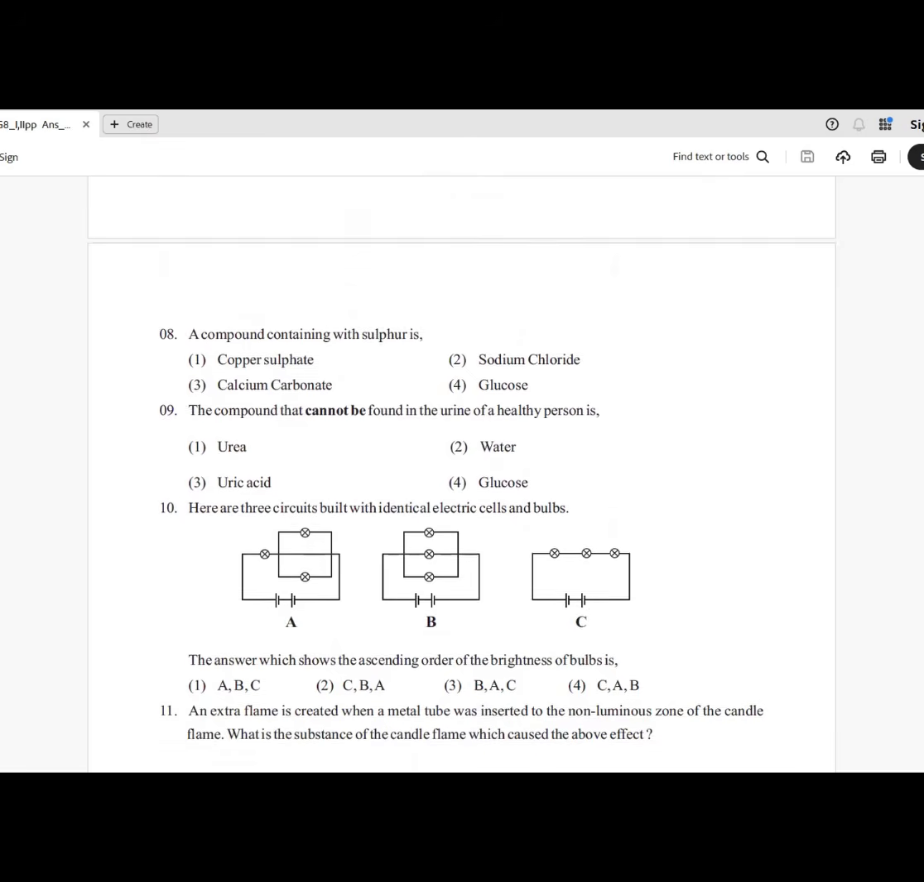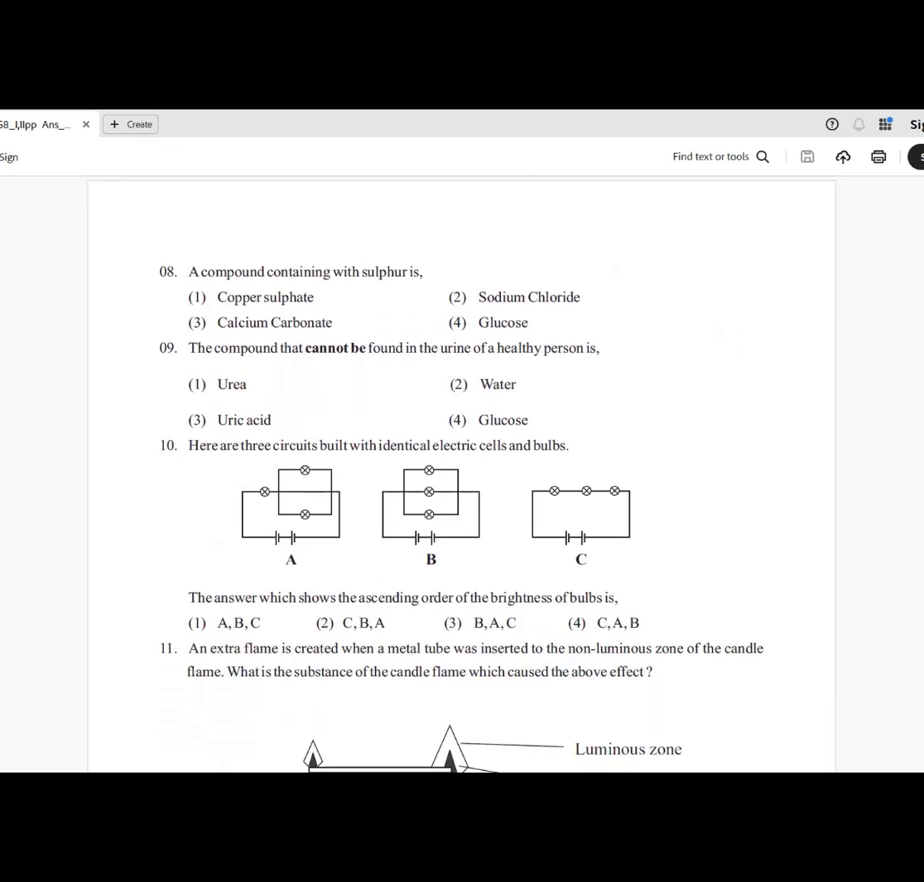Question number 8. The compound containing sulfur is copper sulfate, sodium chloride, calcium carbonate and glucose. Answer number 1, copper sulfate. Among the options, only copper sulfate contains sulfur, others do not. Question number 9. The compound that cannot be found in the urine of a healthy person is urea, water, uric acid, glucose. Answer number 4, glucose. In healthy urine, glucose is not present. Its presence could indicate diabetes.